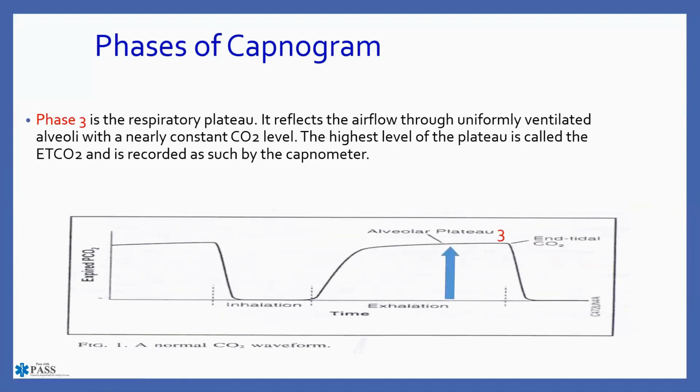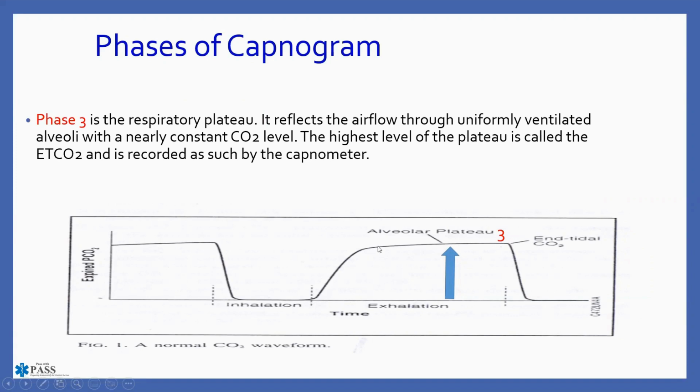So phase 3 is the respiratory plateau. It is reflecting the airflow through the uniformly, and that is important, uniformly ventilated alveoli. So this is the business part, right? All of this is gas exchange that has taken place down in the alveoli, and that is why it is so uniform. It is at a nearly constant CO2 level, and that is the alveolar plateau or phase 3. The highest level of the plateau is called the end-tidal CO2 and is recorded as such by the capnometer, which is, again, remember the number.